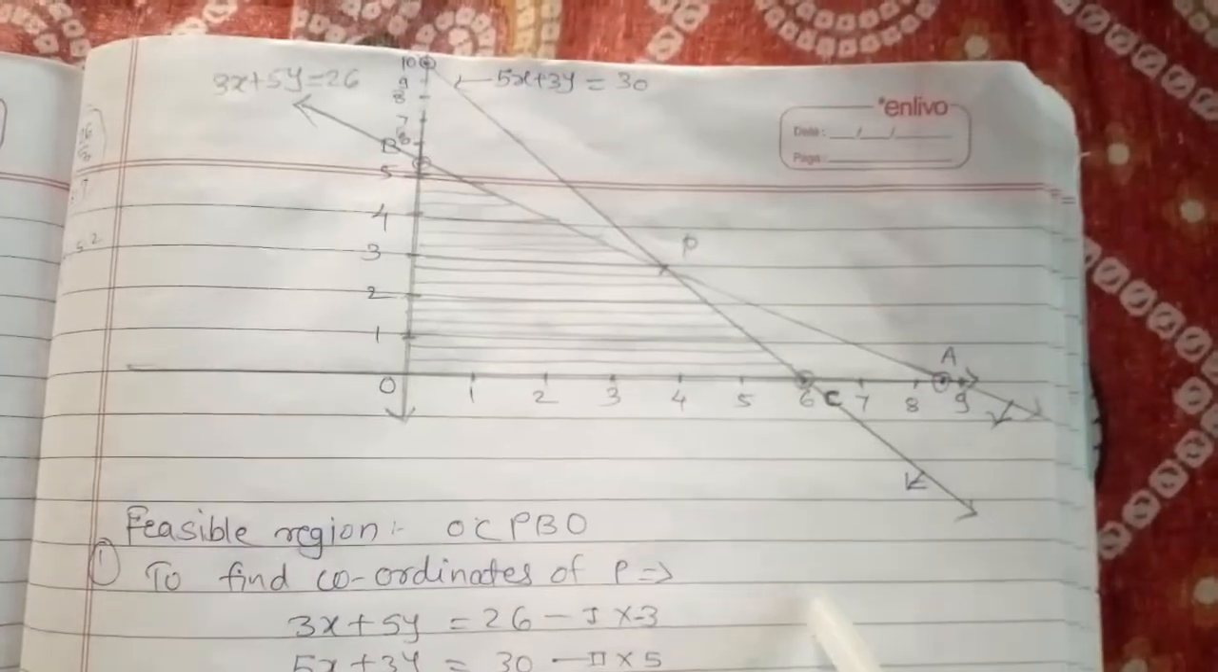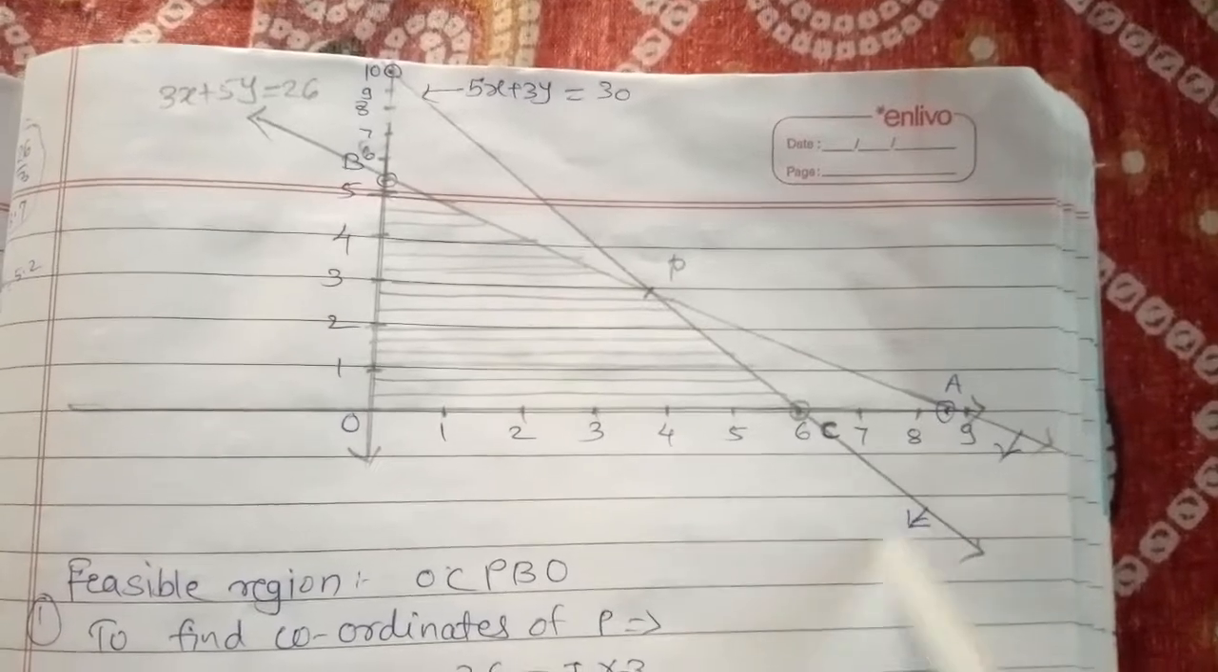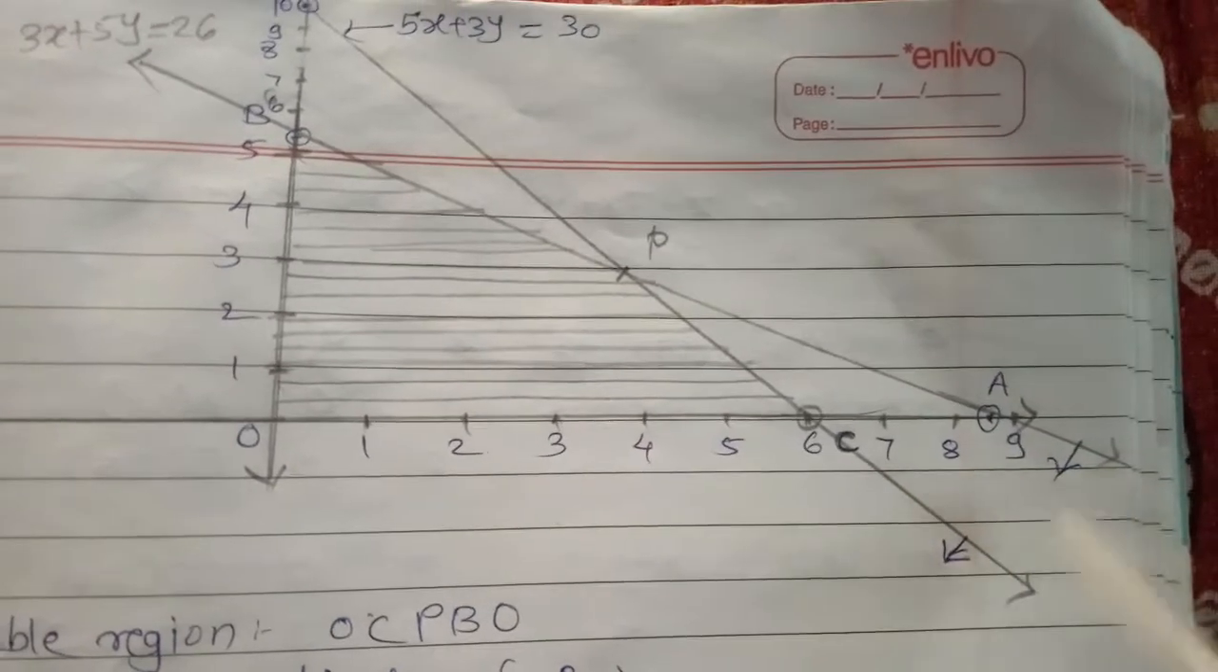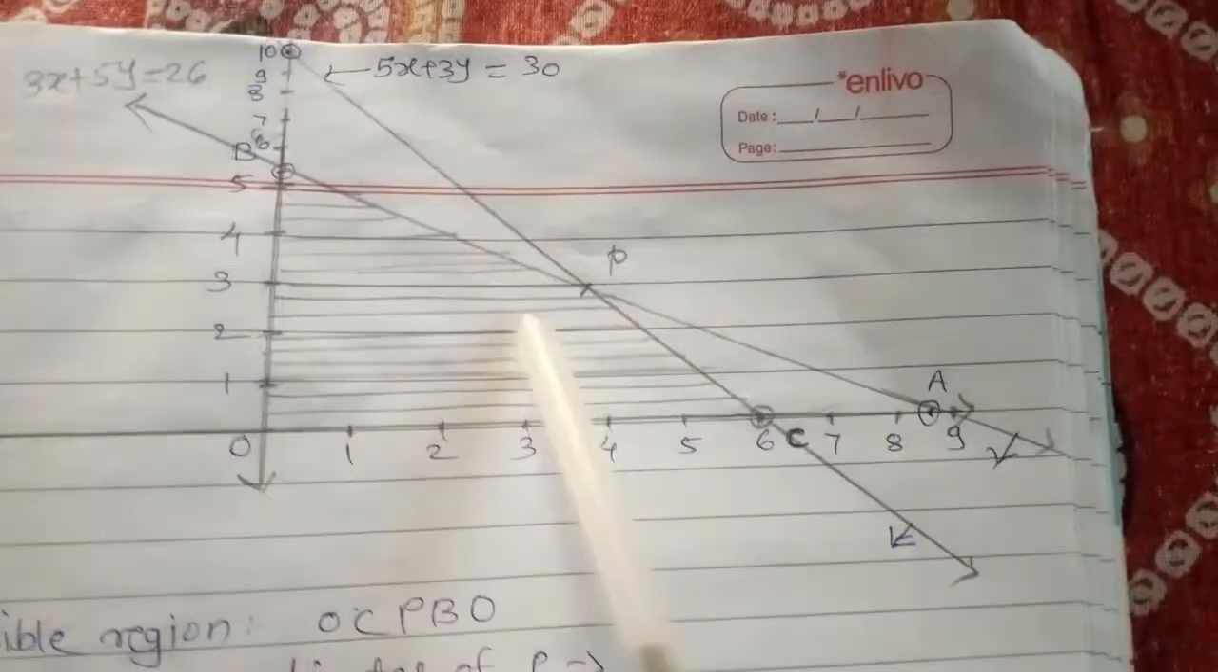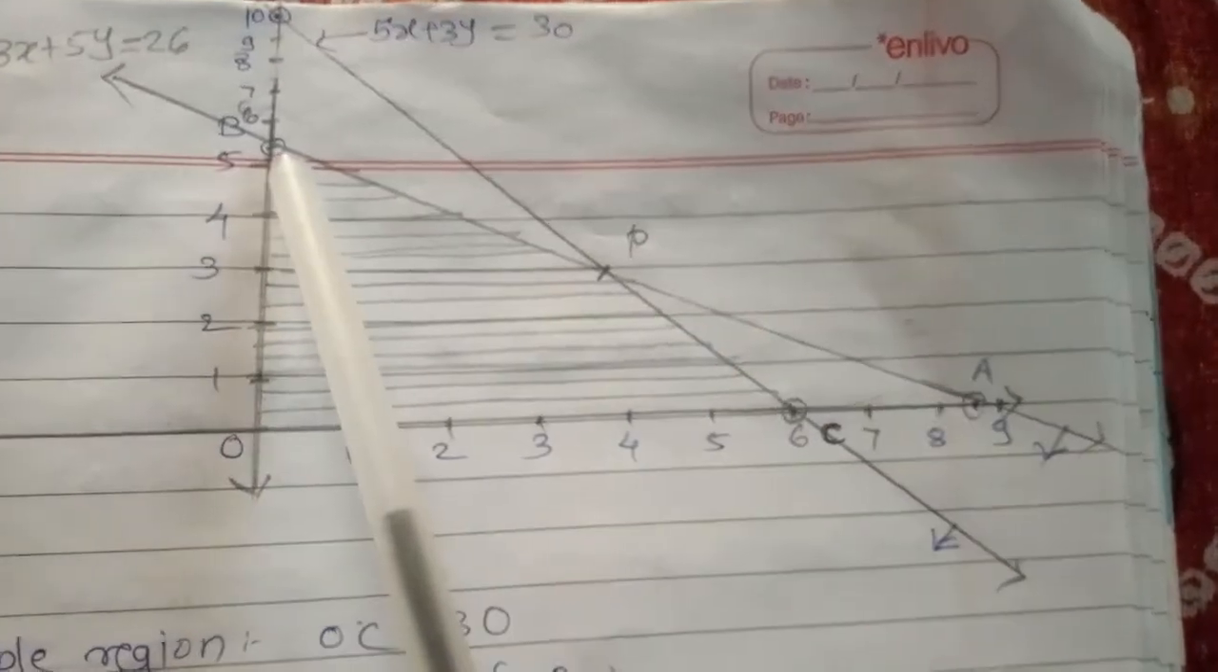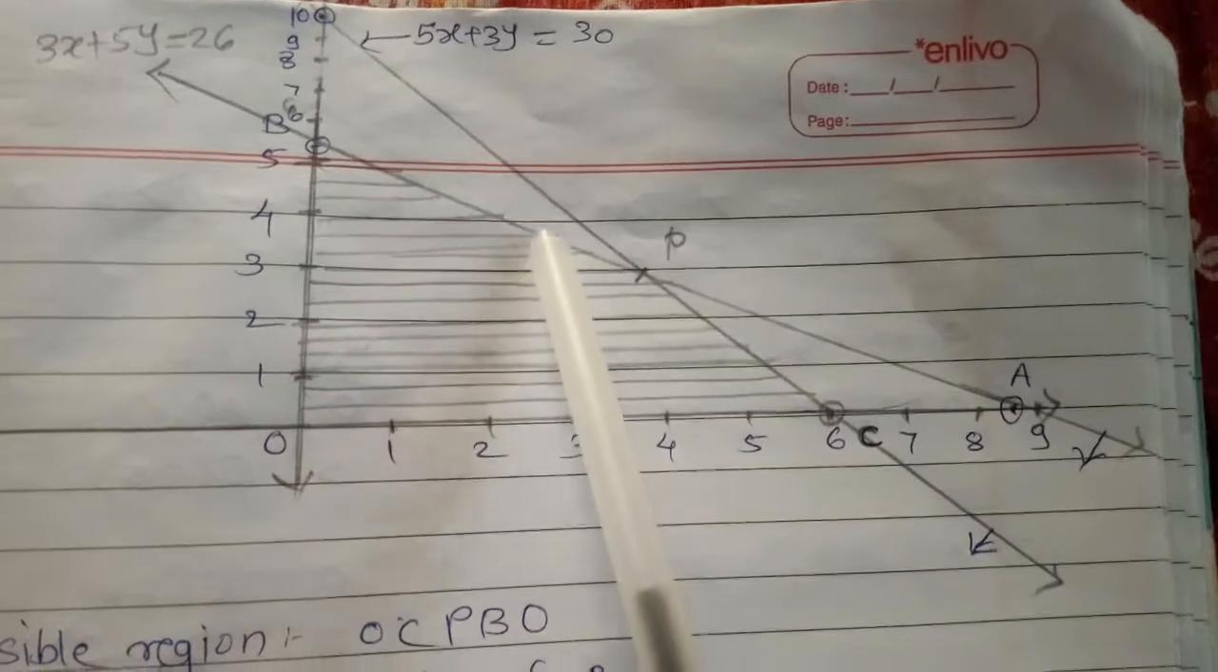Now we have to draw the arrows on the origin side. The origin side of this line is towards this line, because the origin is on this side, and for this one also the origin side is like this one. So we have to draw the arrows like this one. So we start from this B point, and see the half part of this line and half part of this line, so they intersect at point P. So we have to take this region.